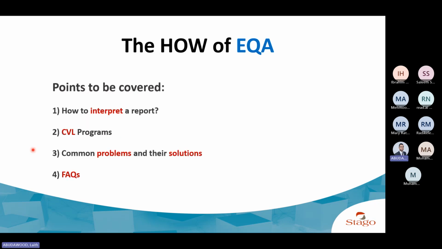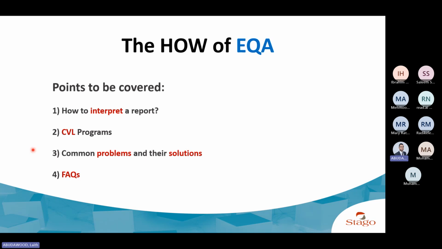So the points that we will be covering after this brief introduction are: how do I interpret the report of the EQA that I get? What are the less common types of EQAs that I get? You know, the typical type of CAP samples, for example, or Biorad samples: you get the sample, you run it, you get the result. It says you're good, you're bad. But there are other types.